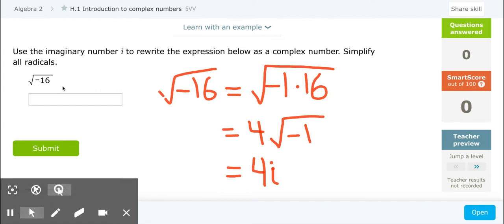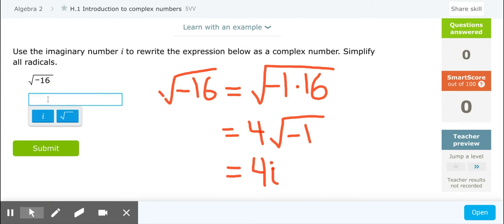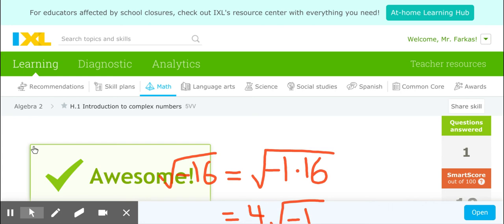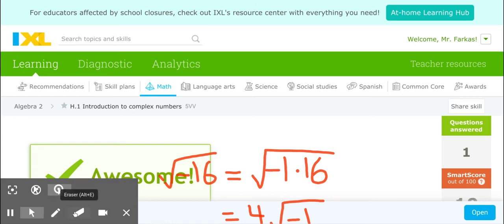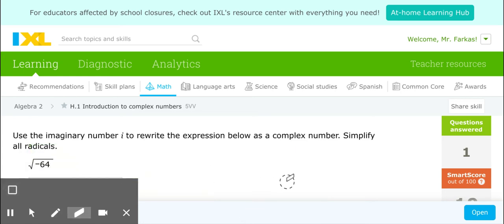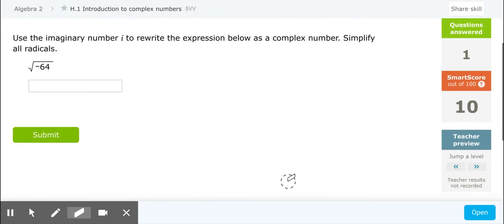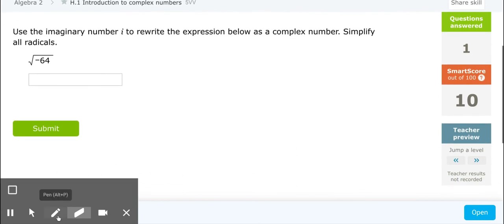Go ahead and input that right here. You can click 4 and you can type the letter i, or you can click the letter i here. It doesn't matter which one you do, I don't believe. I'll try both and make sure. Great. Let's try another one. All right.